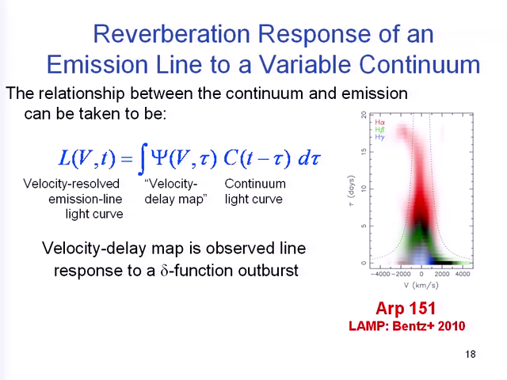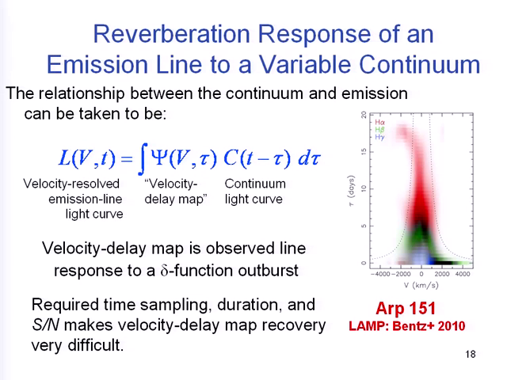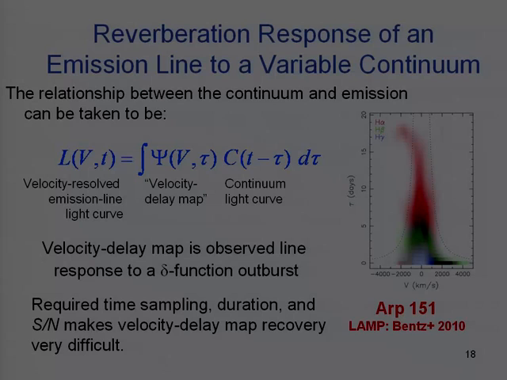And this is a beautiful velocity time delay map. This was obtained by the LAMP consortium on Arp 151. So the problem with this is that this is really resource intensive. You have to have high time rate sampling, you have to have sufficiently long duration, and you need very high signal to noise. So this is not one of these things that's trivial. Over a reverberation timescale, an AGN typically will vary by 10 or 20%. So you have to have excellent flux calibration all through your monitoring campaign.